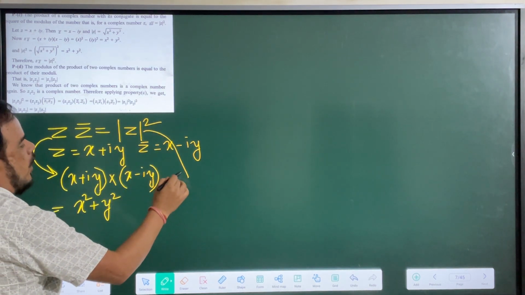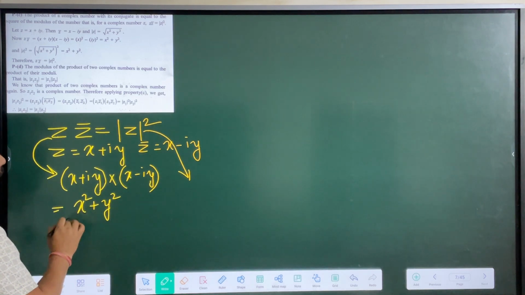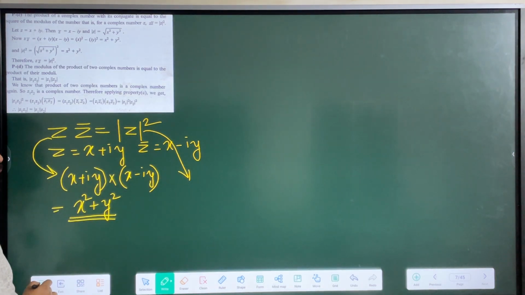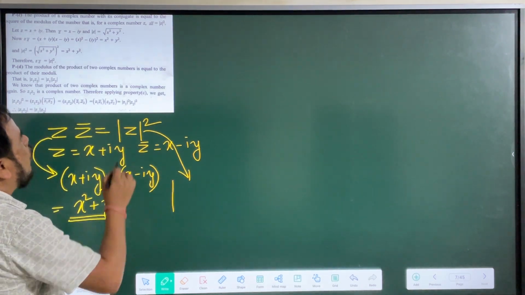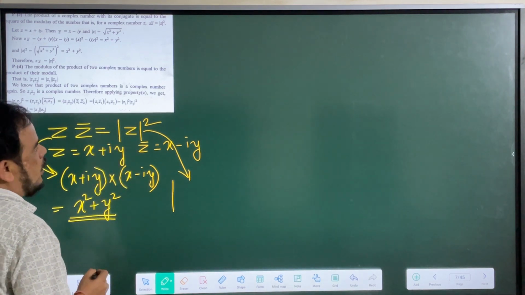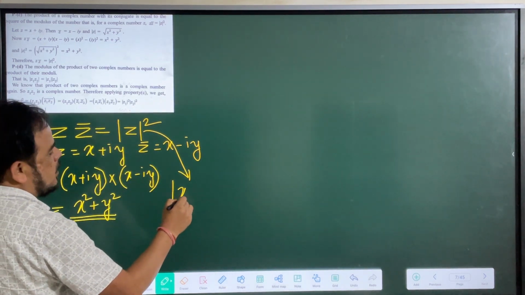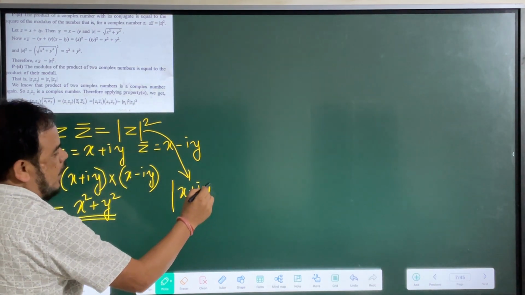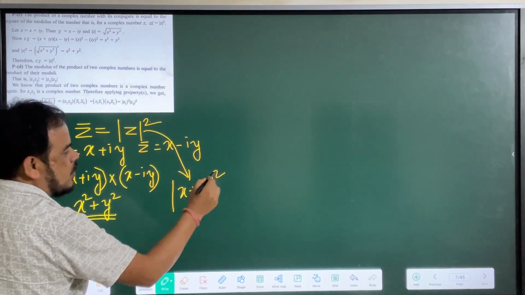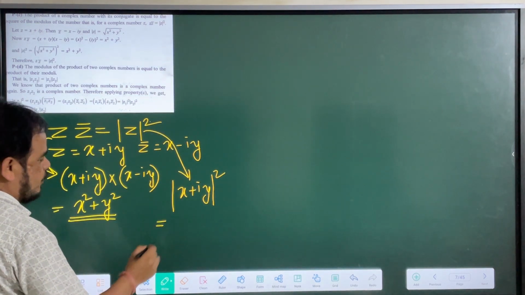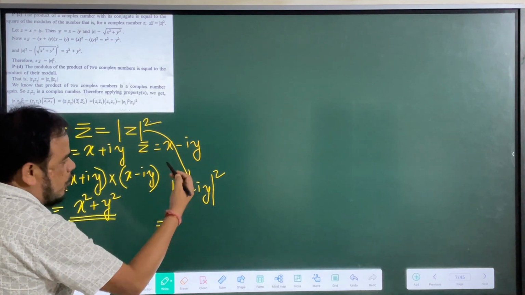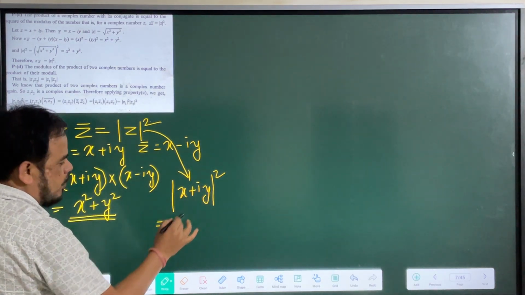Now let us do this one. Left hand side is done. We have got x square plus y square. Now mode of z square. Z means what? x plus iy. So there is a square. Forget about the square for now. This is mode of x plus iy.